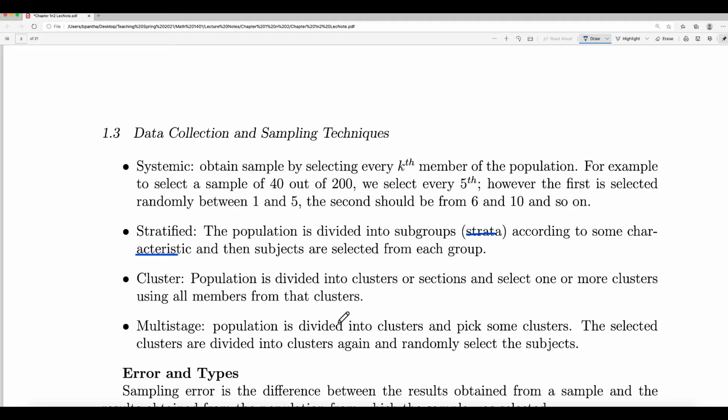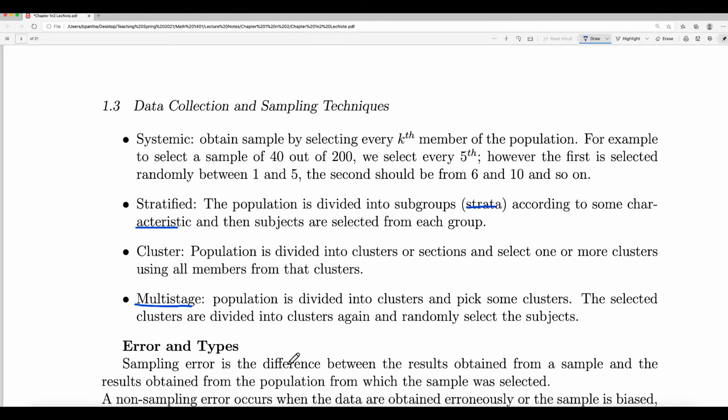And multi-stage sampling is where the population is divided into clusters, and you pick some clusters, then the selected clusters are divided into clusters again, and you randomly select the subjects. This type of multi-stage sampling is used if the population is very, very big. For example, the whole United States population is big, right? So you can divide it into states, and inside the states you can go into counties, and inside the county you can go into a street and then select the population from that street. That is multi-stage. You cluster and recluster again and again into several stages. All right, so these are the very basic methods of collecting samples from the population.